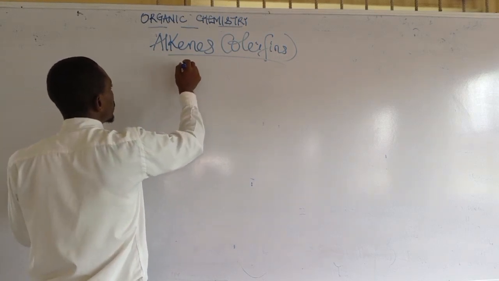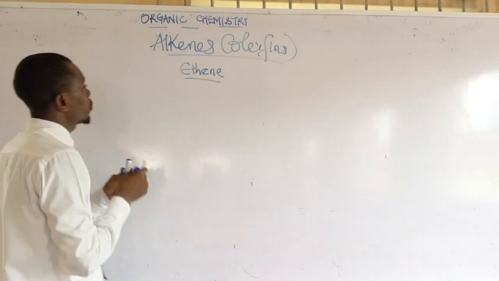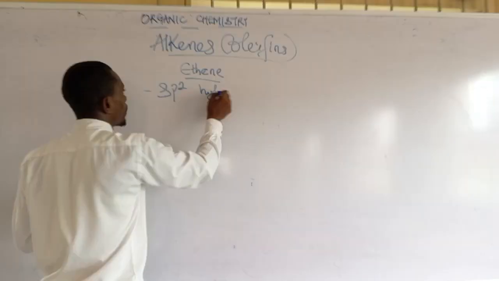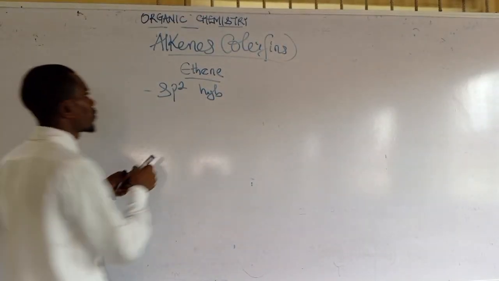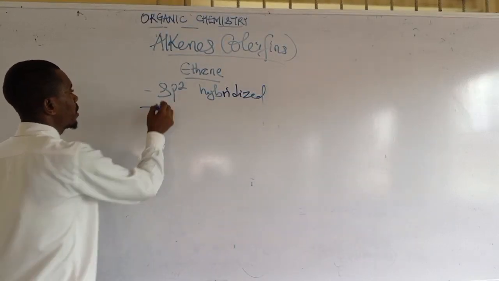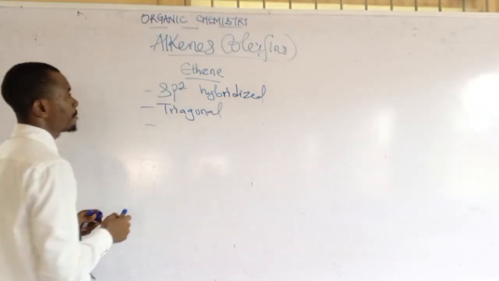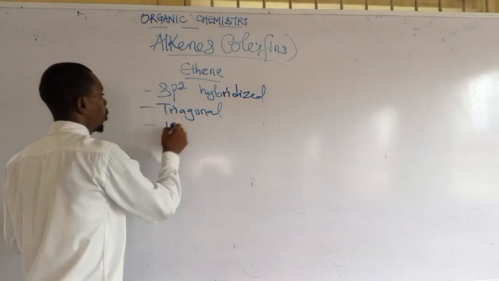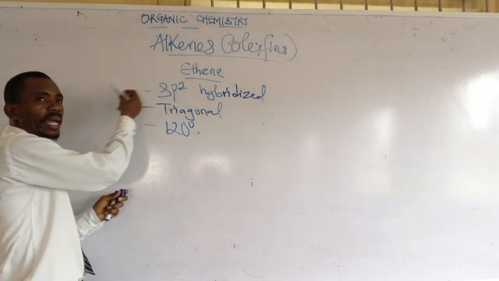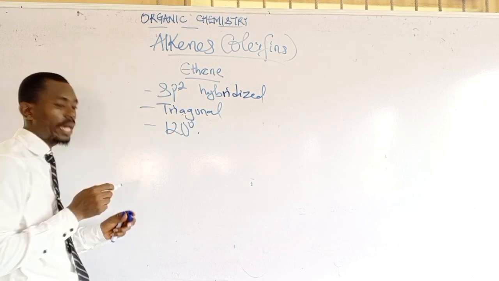The first member is ethene. Ethene is sp2 hybridized. It is trigonal and has an angle of 120 degrees. Unlike alkanes that have sp3, which are tetrahedral with 109 degrees.